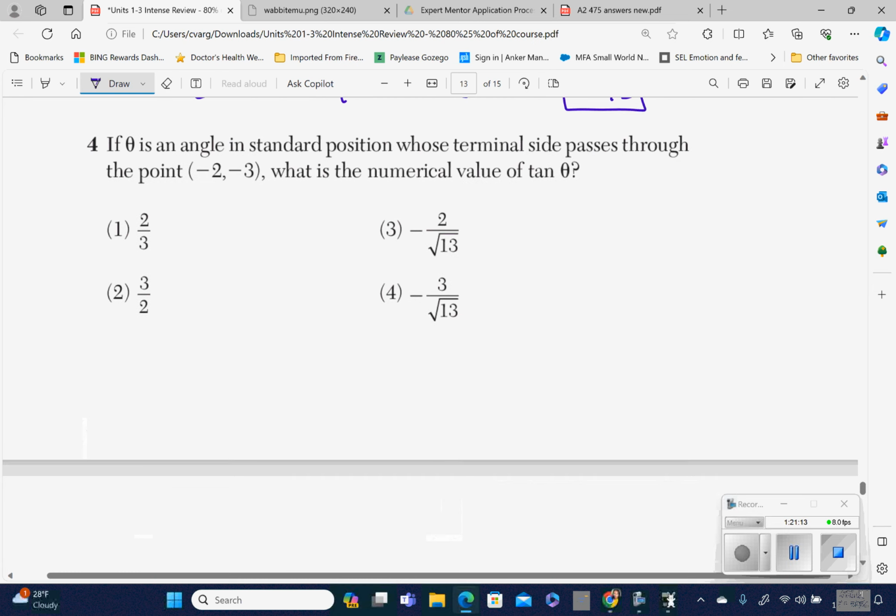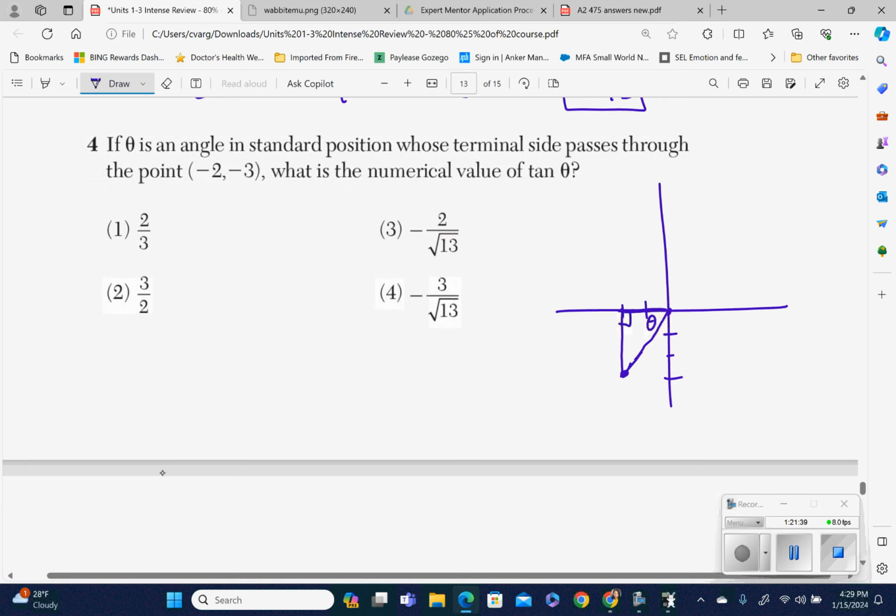Next one, theta is an angle in standard position, so we want to draw it. The terminal side passes through (-2, -3), so -2, -1, 2, 3, and I'm going to put a dot. What we want to do is connect it to the point (0, 0) right here, and put a right triangle with respect to the x-axis. So here's our right triangle and here's our theta.